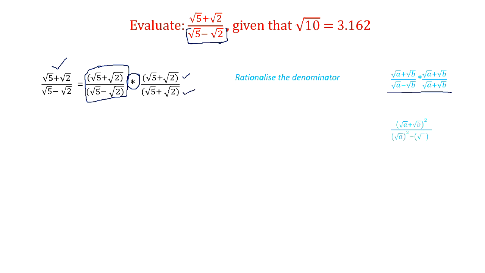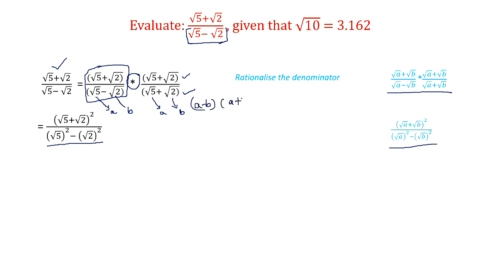So let us look at the next step. Again, I have represented a formula similar to the question, so I'll underline that for you. So the value is (root 5 plus root 2) whole square upon (root 5) whole square minus (root 2) whole square. Let me tell you how we got this in the denominator. If I say this is A and this is B, you have already learned in your previous classes that (A minus B) into (A plus B) is A square minus B square. So here, A square minus B square.